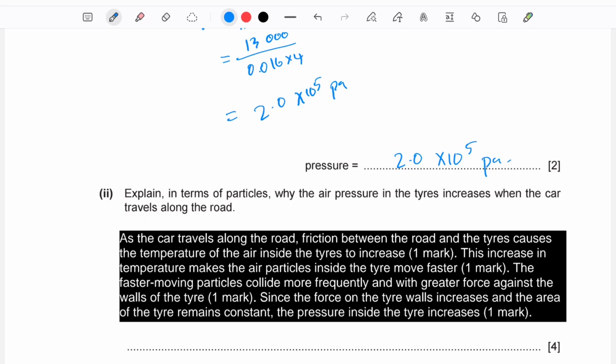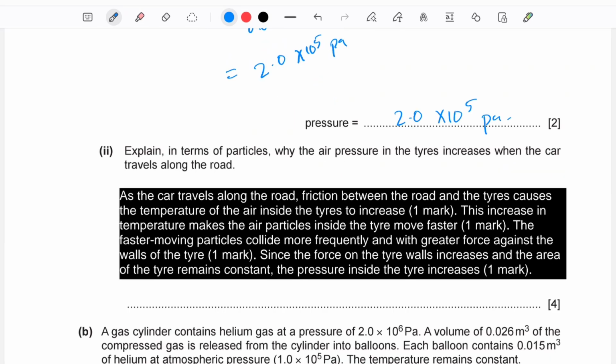Explain in terms of particles why the air pressure in the tire increases when the tire travels along the road. As the car travels along the road, the friction between the road and the tires causes the temperature of the air inside the tires to increase. This increase in temperature makes the air particles inside the tire move faster. The faster moving particles collide more frequently with greater force against the walls of the tire.